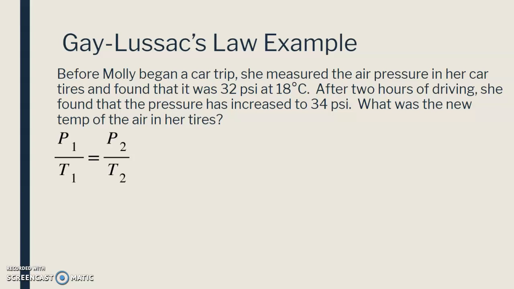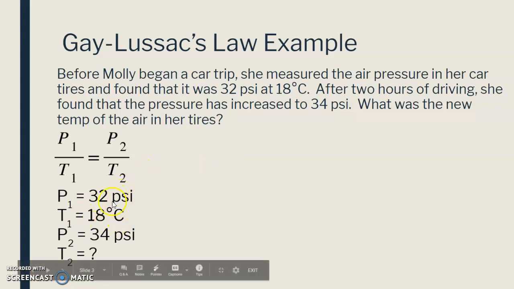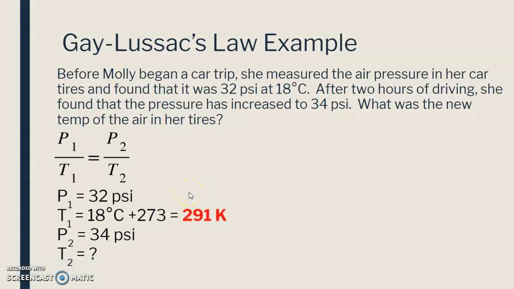Okay, and so we know P1 over T1 is equal to P2 over T2. So let's just identify those parts. P1 is 32 psi right here, and the T1 is 18 degrees Celsius. I'm going to come back and convert that. I'm just going to go through right now. P2 is 34 psi here, and T2 is the thing that we're looking for. That's the big question mark, the X in the cross multiply. So when I add 273 to the 18 here, I get 291. So that's the actual number that I'm going to work with, okay?